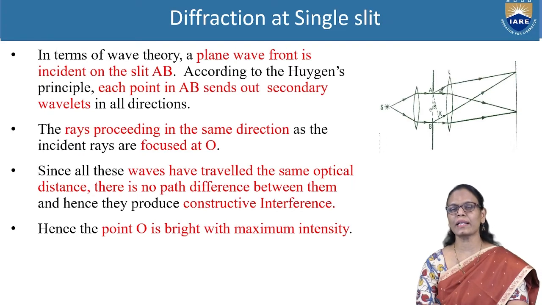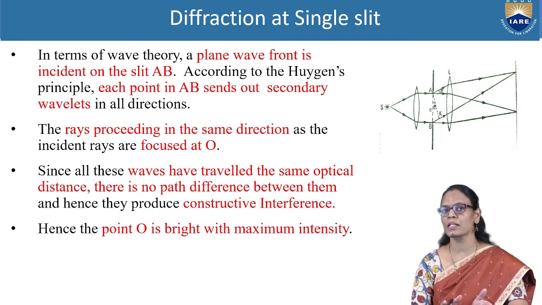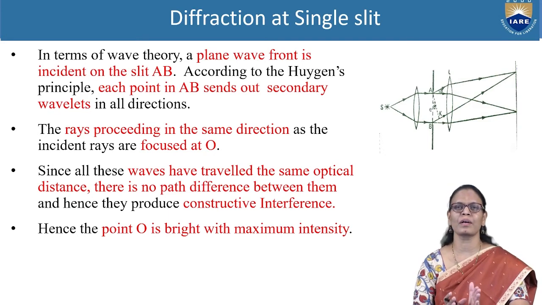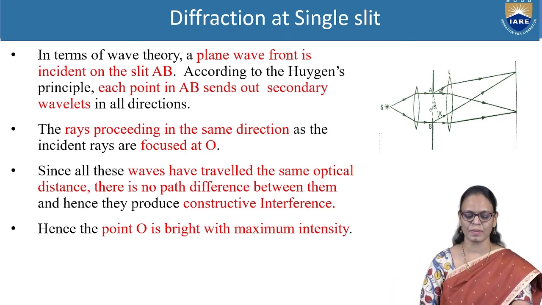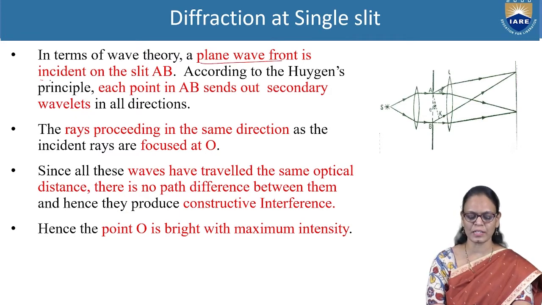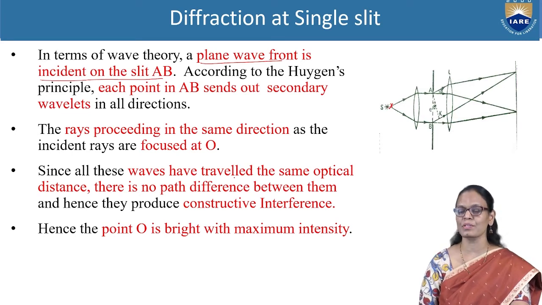Now let us quickly see, because I told you diffraction due to n slits is nothing but a combination of what we have seen in single slit. So for one slit, what is the interference pattern? If you understand that, then we are going to apply it for n number of slits. So in wave theory, a plane wavefront is incident on the slit AB. So this is the wavefront. This is the monochromatic source.